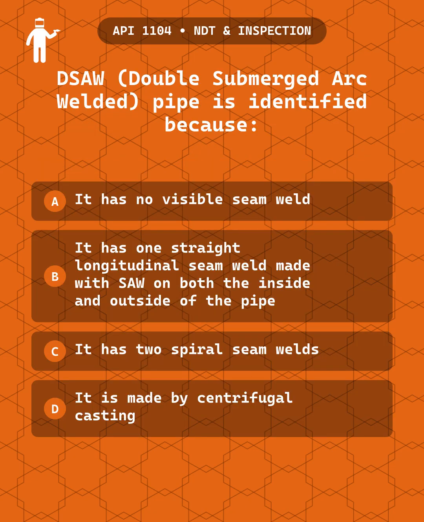Question 10. DSAW pipe is identified because A. It has no visible seam weld. B. It has one straight longitudinal seam weld made with SAW on both the inside and outside of the pipe. C. It has two spiral seam welds. Or D. It is made by centrifugal casting.